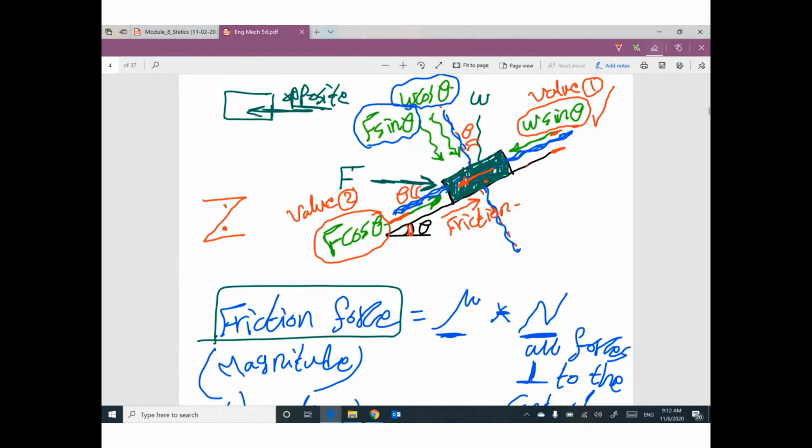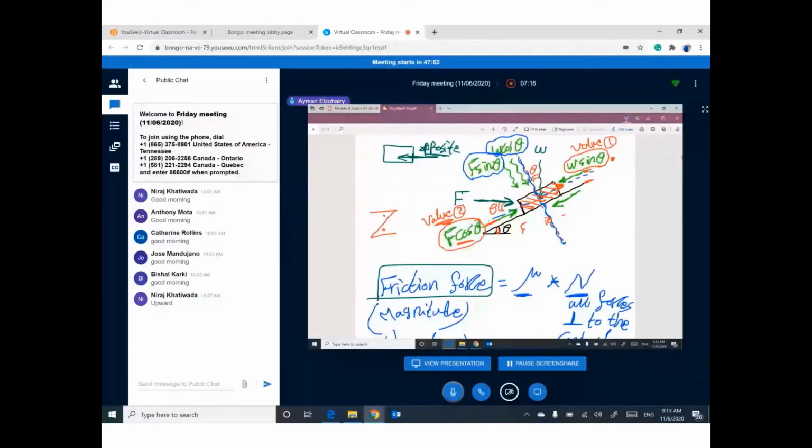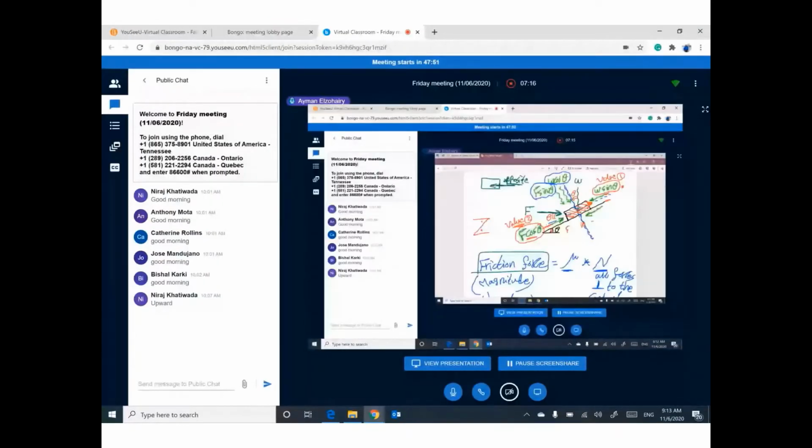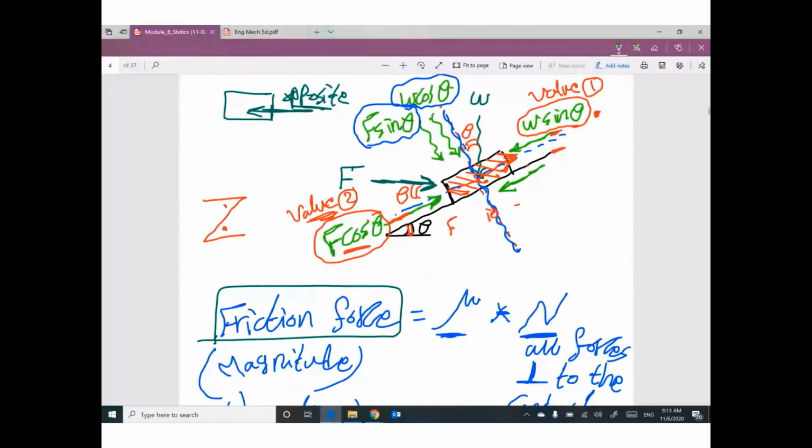Sometimes this will not happen. Sometimes this force, value 2, is greater than value 1. So this force will push this box upward. That means the friction will be in this direction. You got it? That makes sense? Okay, let me explain it in more detail using this example.